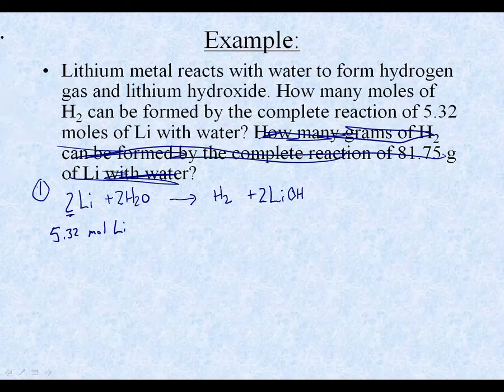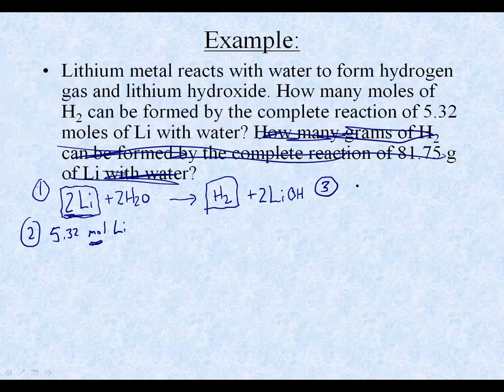So the next thing we want to do is convert whatever they gave us into moles, like I was talking about before. Obviously, it's already in moles, so you don't have to undo it. It's good to go. So the next thing is the mole to mole relationship. We want to look at the two things we're interested in: the lithium, and we're trying to find the H2.